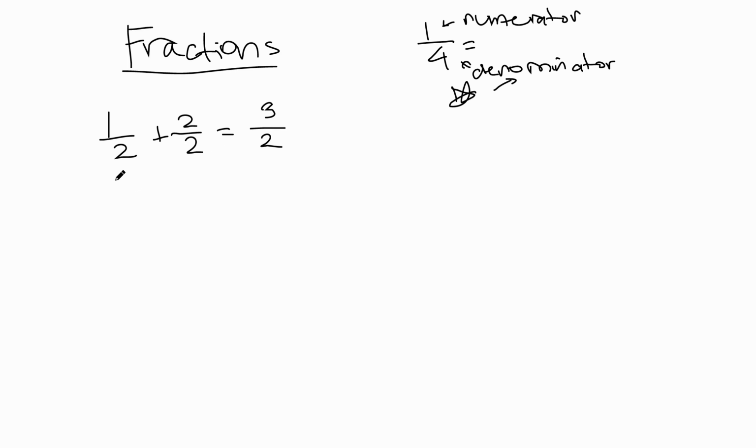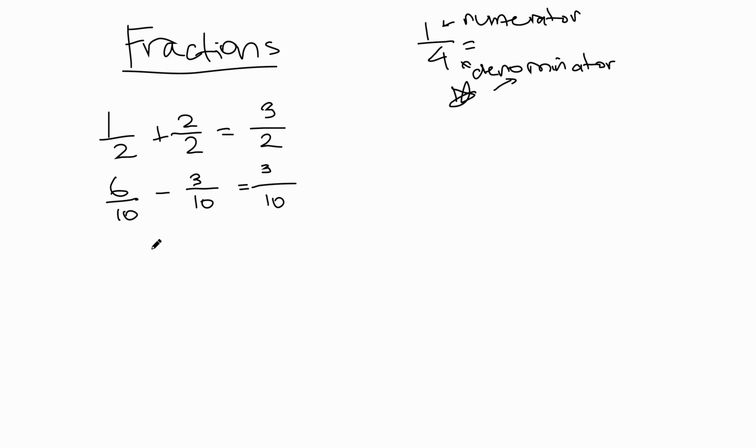Now, let's do a subtraction one. Let's say you've got, I don't know, 6 on 10, and you want to subtract 3 on 10. Now, what do you do here? Because the denominator is the same, you write it across and you subtract the top as normal. 6 minus 3 is equal to 3.